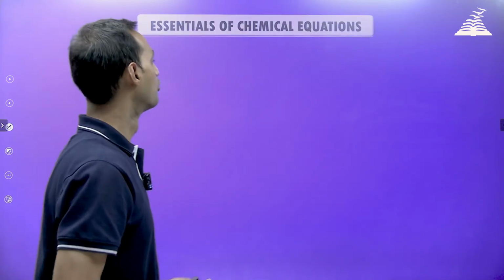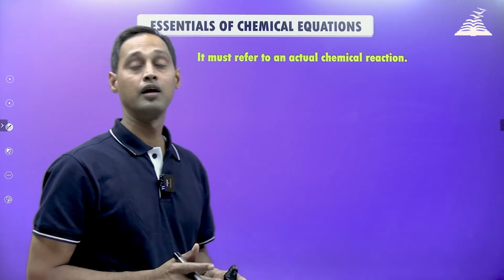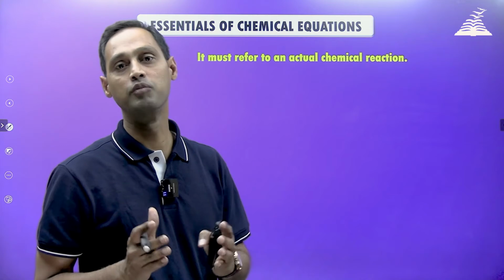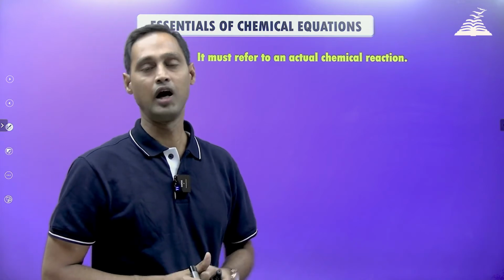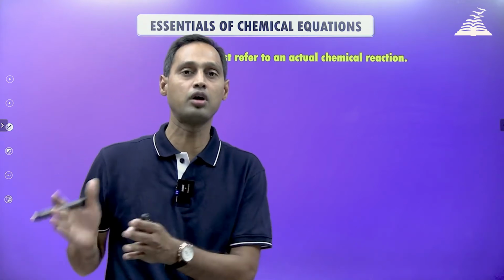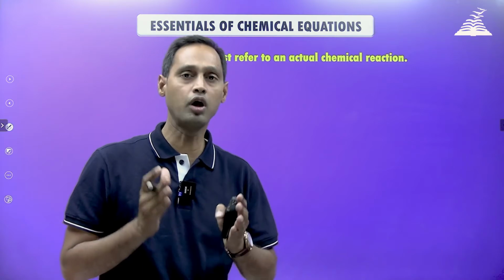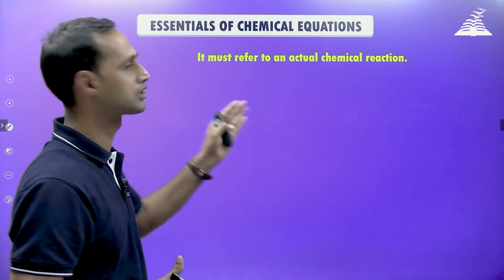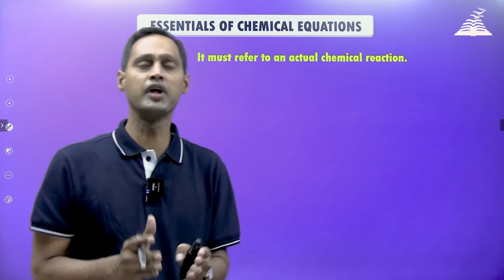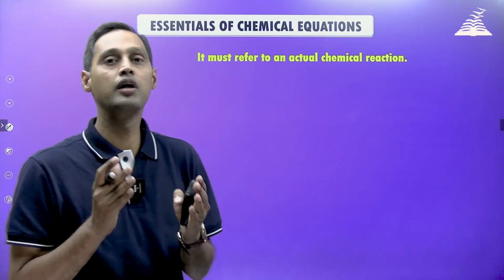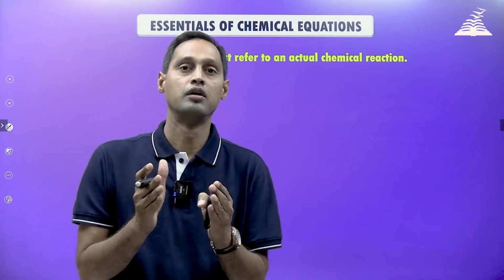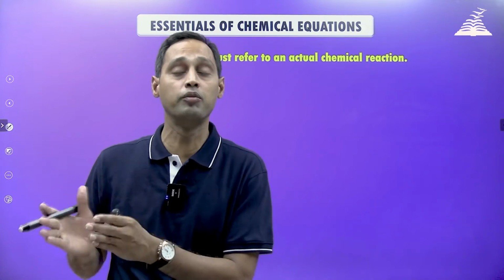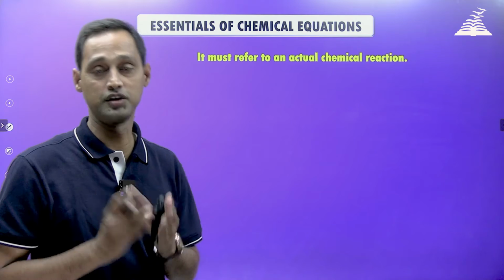We will now move forward and learn the essentials of a chemical equation. What should be there in any chemical equation? Unless we mention a few things, it is not a chemical equation. So what are those things? We will now take a look at them one by one. The first thing is, a chemical equation must represent a true chemical change. That is the first thing.